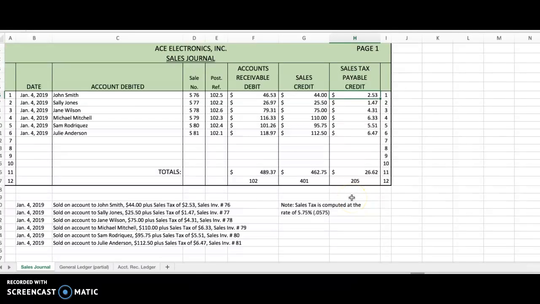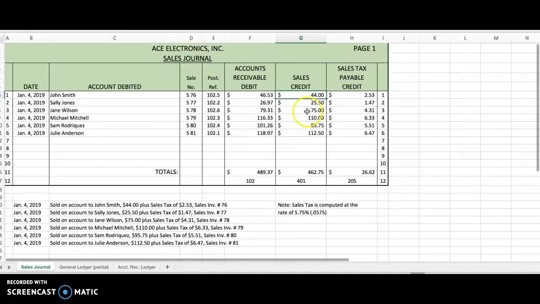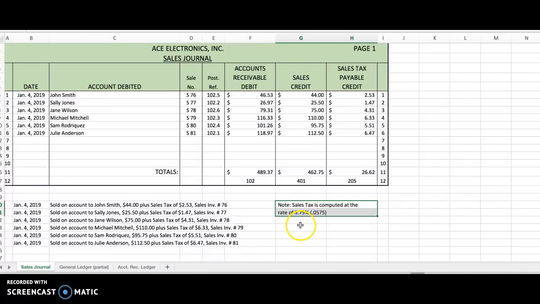Now, we don't have the money yet. He owes it, he charged it, but we expect that he will be paying us a total of $46.53. And eventually we will have to pay that sales tax on his behalf to the government. And we'll talk more about how that's done later, but we need to be able to compute this. Many times in problems that you will be having, you will have to compute the sales tax. In this problem, if you look down here on the journal page on the screen, you see the sales tax here is computed at the rate of 5.75%. And that could change depending on the locality, but we're using this amount for this problem.